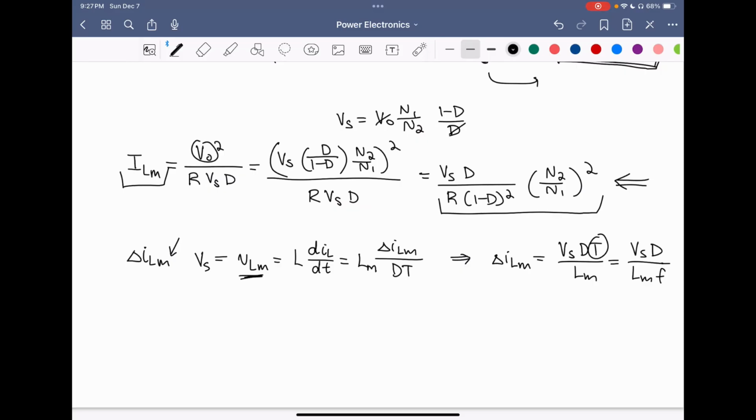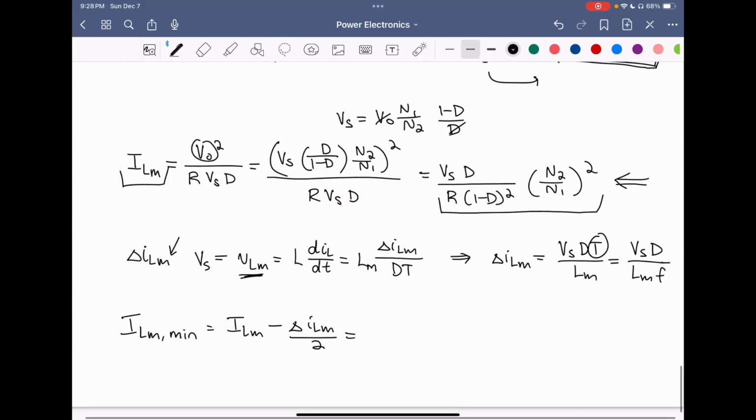So now we can write ILM min is equal to the average minus the delta over 2. So this is going to give us VSD over R times 1 minus D squared, N2 over N1 squared, minus VSD over 2 LMF.